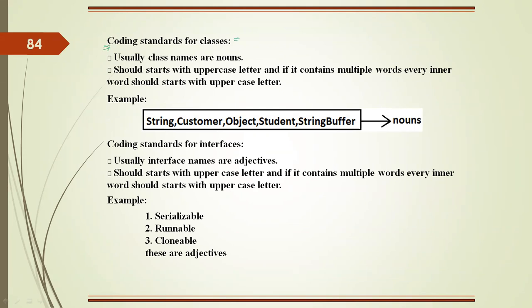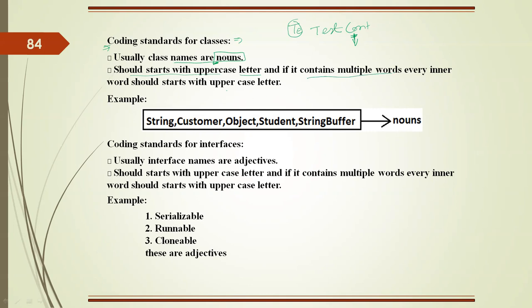Coding standard for the class. Usually, class names are nouns. Class names should start with an uppercase letter, like T. If it contains multiple words, every inner word should start with an uppercase letter. Like TestController, then Controller also starts with a capital. This is the meaning of starting with uppercase.